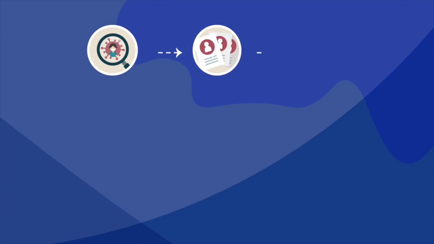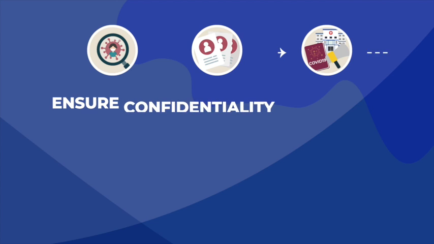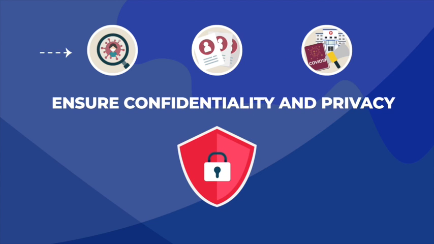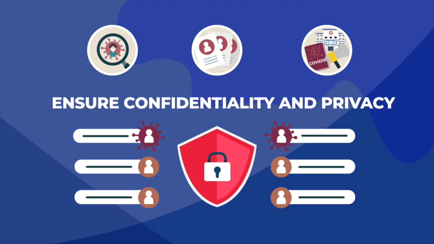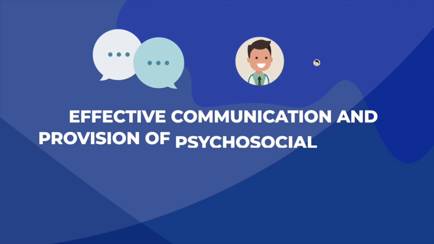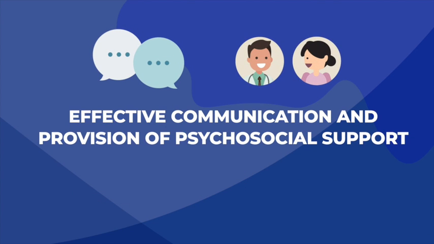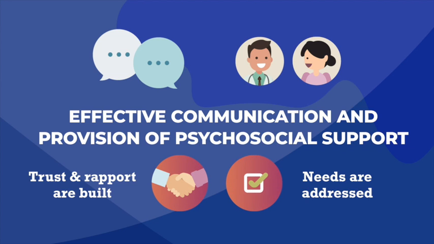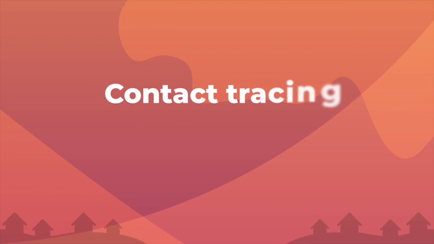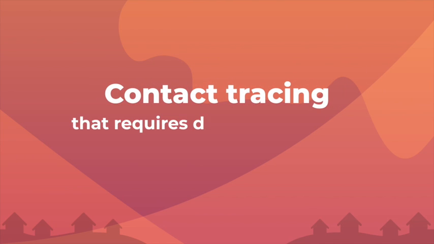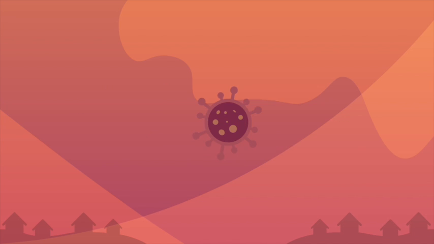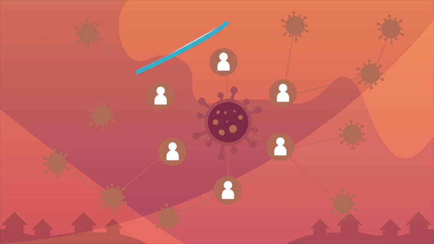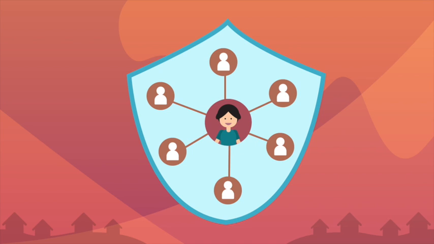In all the steps of contact tracing, it is important to ensure confidentiality and privacy of information gathered from patients and close contacts. Effective communication and provision of psychosocial support are vital in achieving the goals of contact tracing, while at the same time ensuring that trust and rapport are built and the needs of patients and close contacts are addressed. Contact tracing is an extensive process that requires different agencies working together to quickly identify potential cases and limit further transmission of the disease.